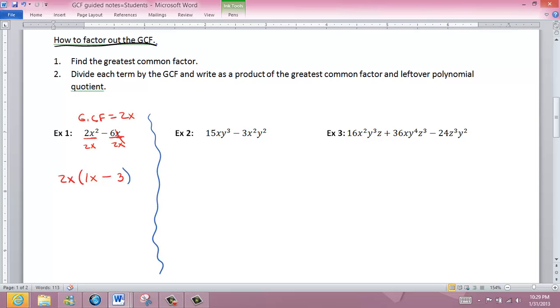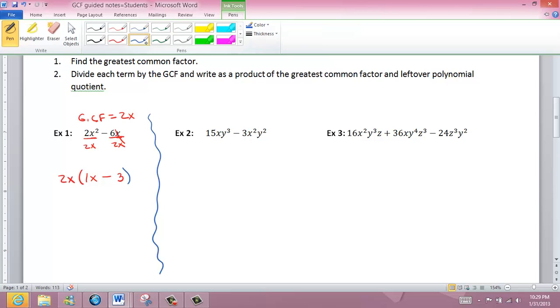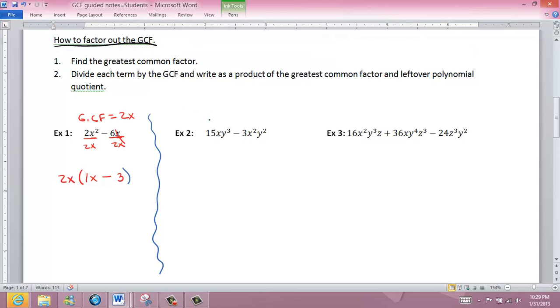Alright, let's step it up a notch. Okay, let's look at this one. First, let's find the greatest common factor. Well, what's the greatest common factor between 15 and negative 3? Well, I know the only factors for 3 are 1 and 3. That makes it easy here, because the greatest common factor between the coefficients is going to be 3.